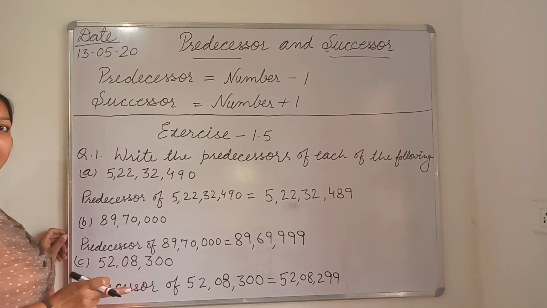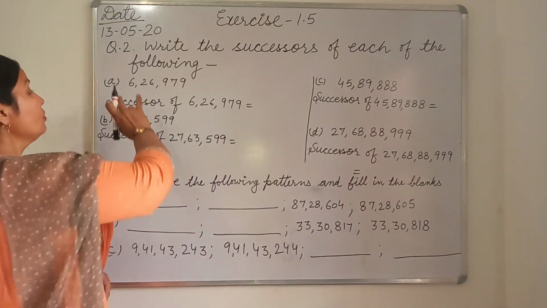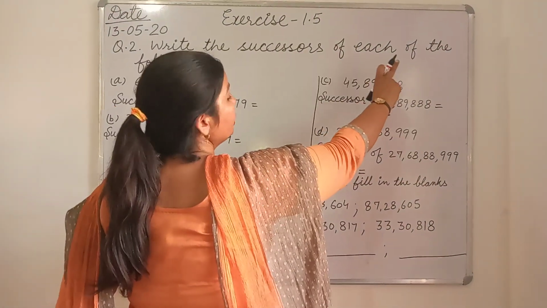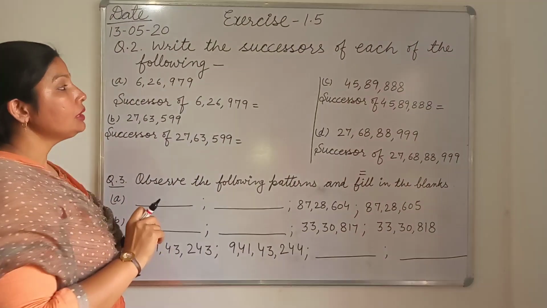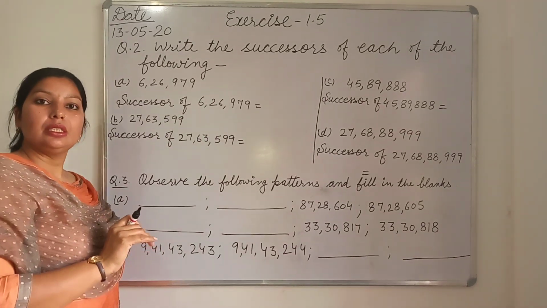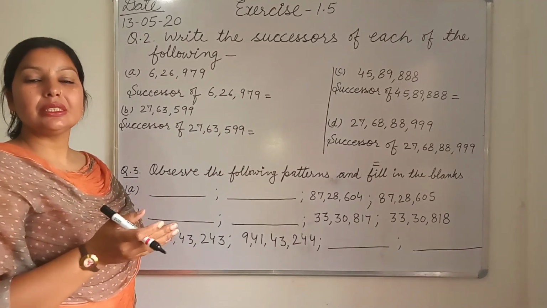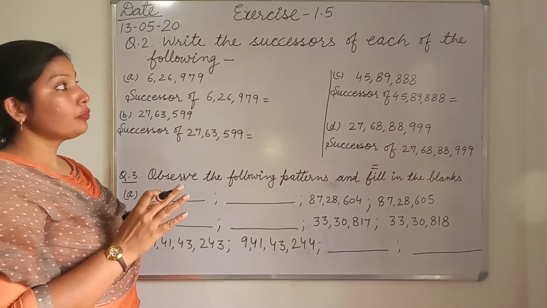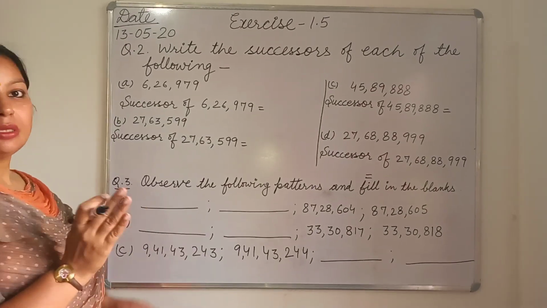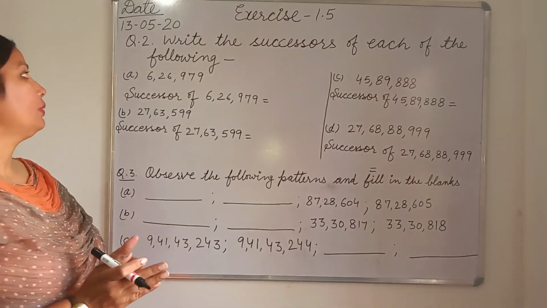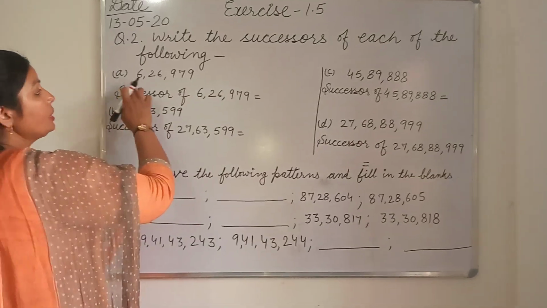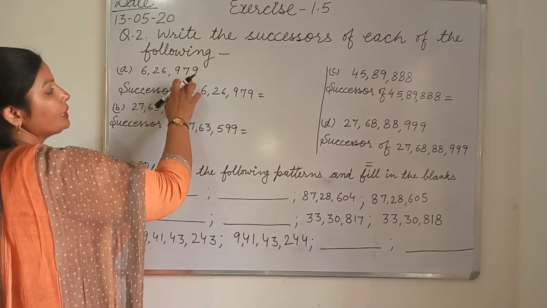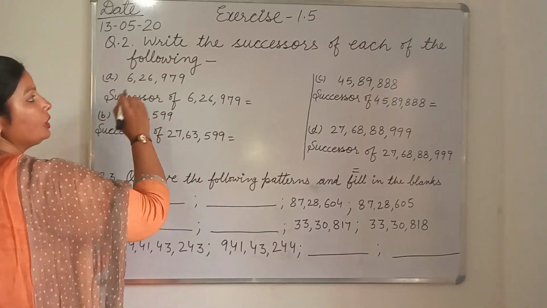Now we will do question number 2. Write the successor of each of the following. Means you should write a successor. And I told you successor means number plus 1, just after. So for finding the successor of a number we will do plus 1. Here is A part, 6,26,979.